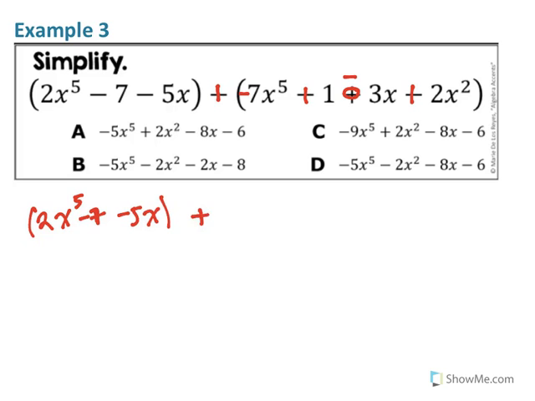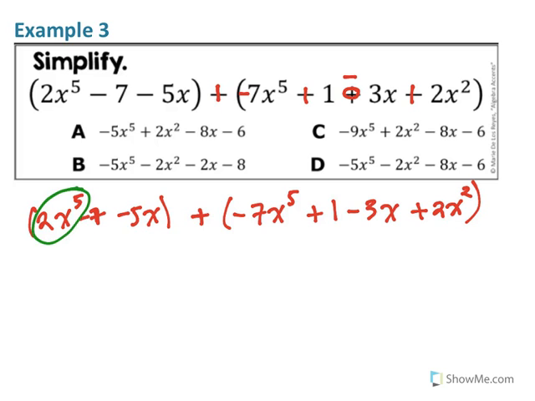Now again, we're changing it to addition. Now it's negative 7x to the 5th plus 1 minus 3x plus 2x squared. So I'm going to start with the highest degree, and that's x to the 5th power. So we've got 2x to the 5th, negative 7x to the 5th, and if we add negative 7 and 2, we get negative 5x to the 5th.